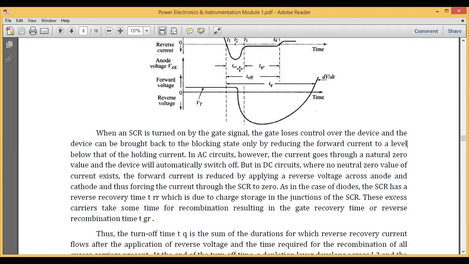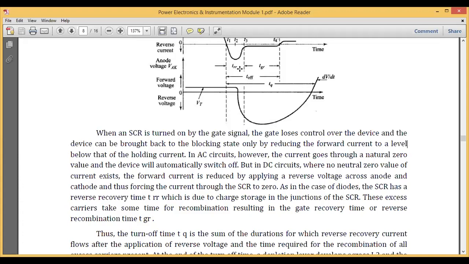Because at the junction, we have studied the detailed concept of the PN junction, right? At the junction we have both types of charges. We have holes and we have electrons also. Those electrons and holes act as the stored charge at the junction. Based on that, we can go for the reverse recovery time at the junctions of the SCRs.